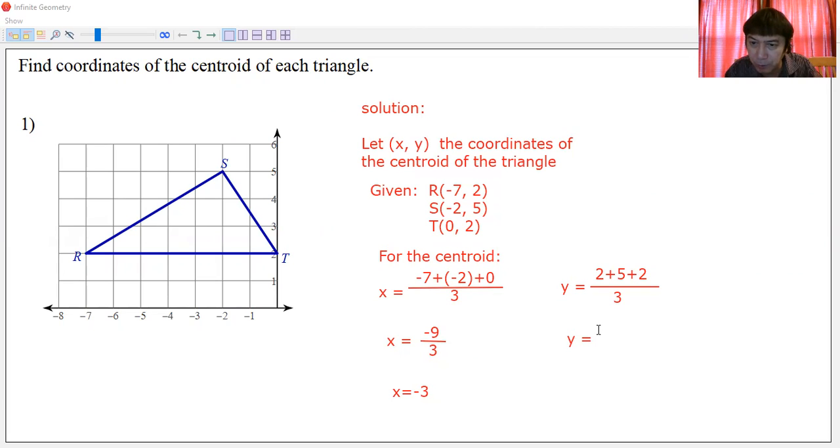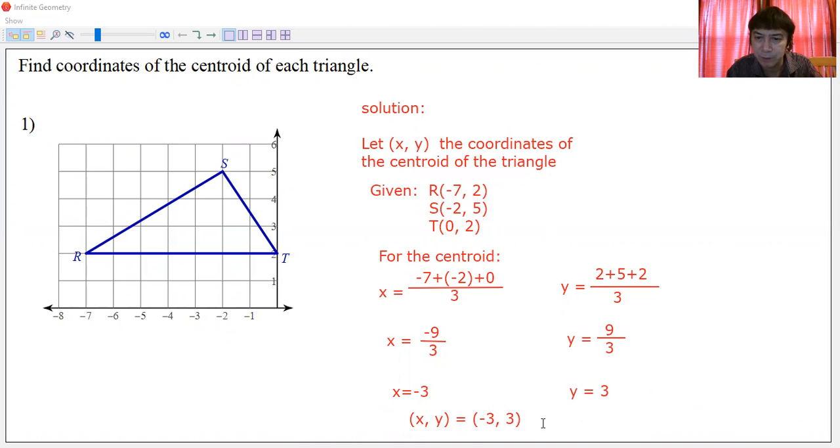So we're going to put here 9/3 there. Then we put the division symbol. And so we have the value of y, which is exactly 3. Another whole number. And we have now the coordinates of the centroid. So the answer, this is now the centroid. xy is equal to -3, 3. This is our centroid.